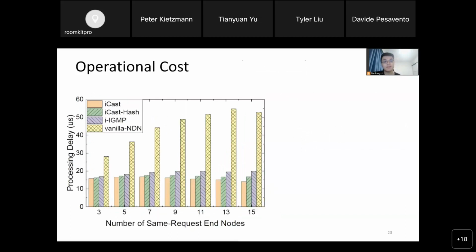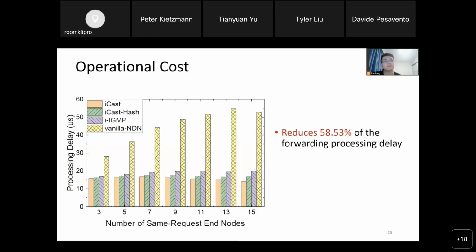In the evaluation, the processing delay is measured from the time of the access point retrieving a data packet to that of the access point putting it into the transmitting queue of the network interface card. As shown in this figure, ICAST reduces 58% of the forwarding processing delay on average compared with vanilla NDN.